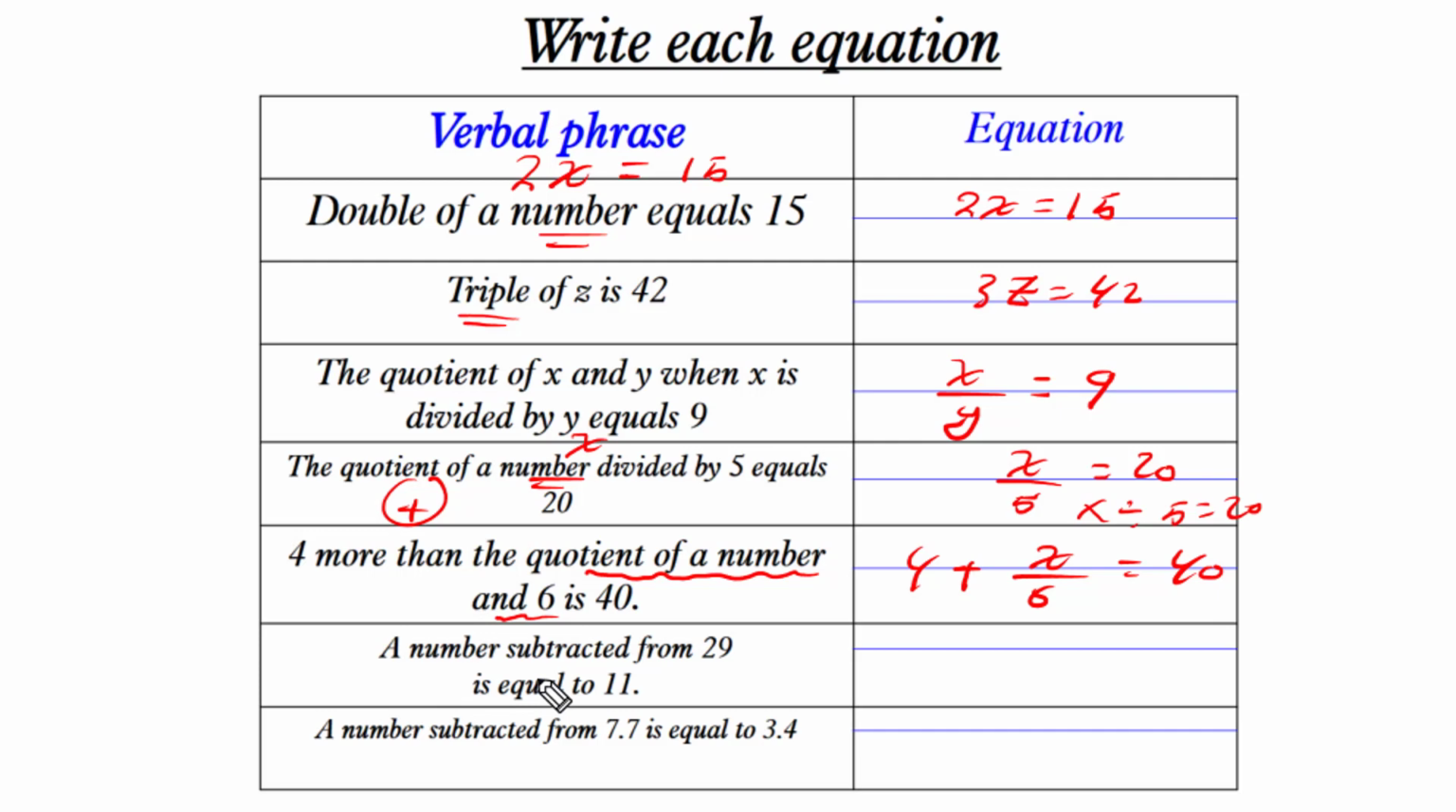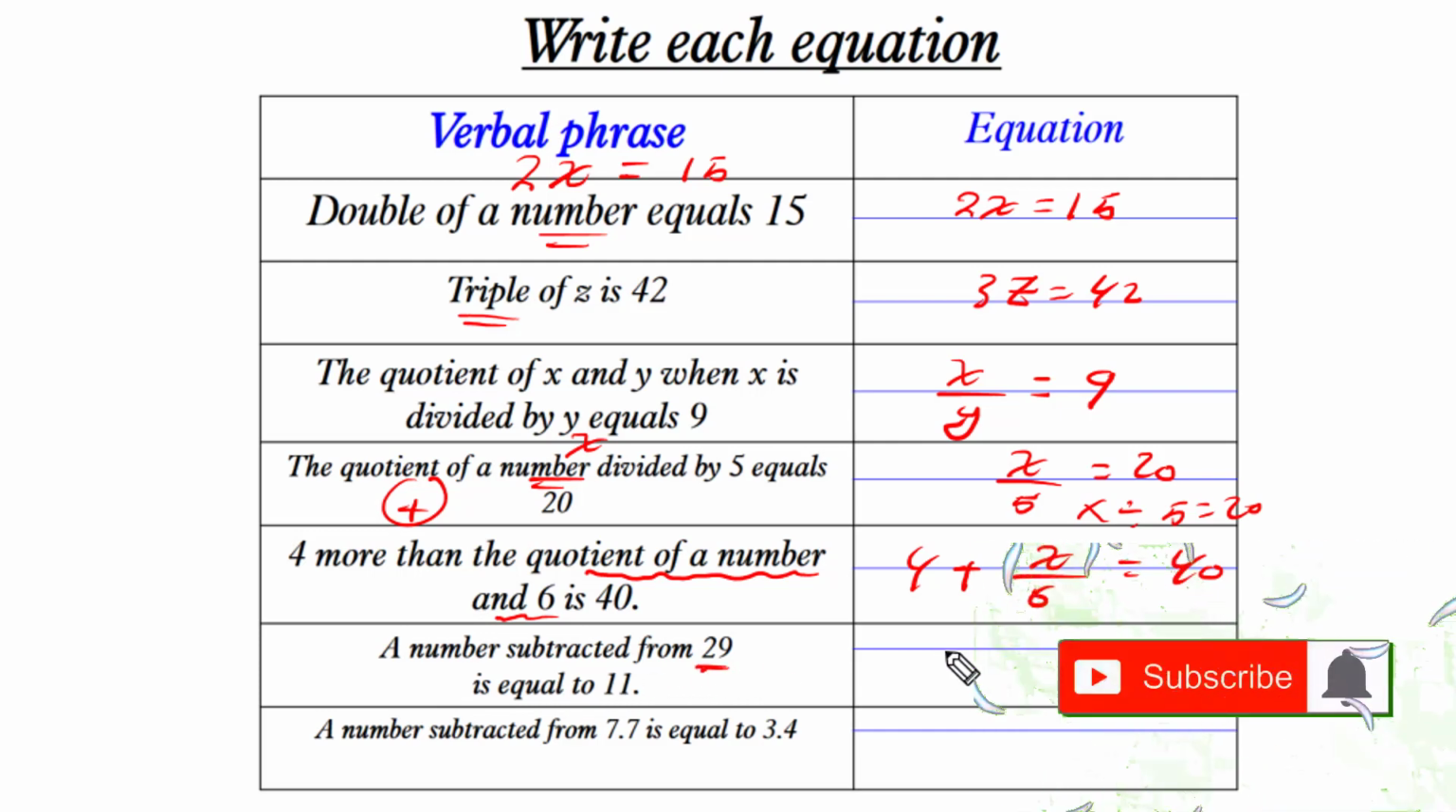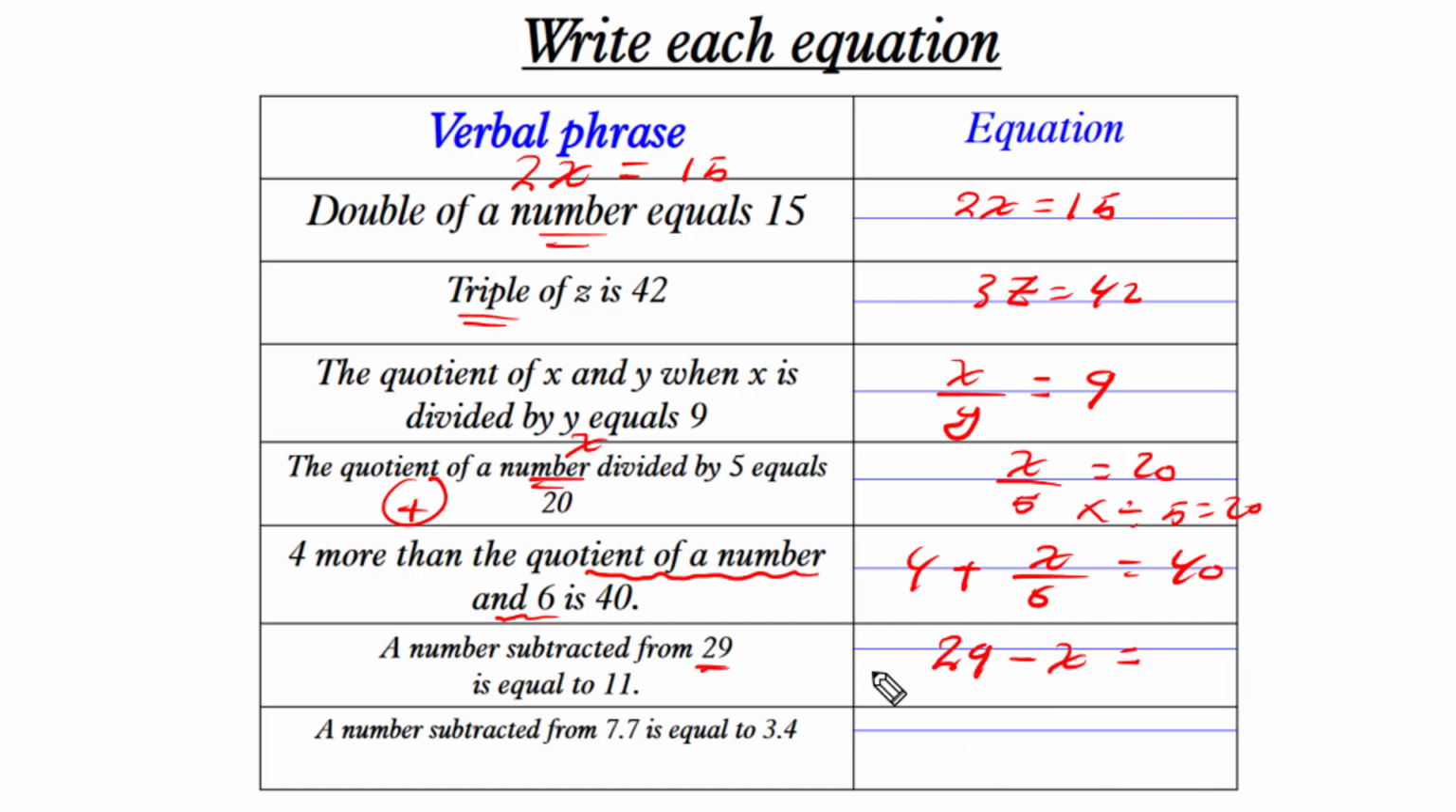Next, a number subtracted from 29. This number will be x. Subtracted from 29, so we will start with 29 minus x equals what? 11. So the equation will be 29 minus x equals 11.